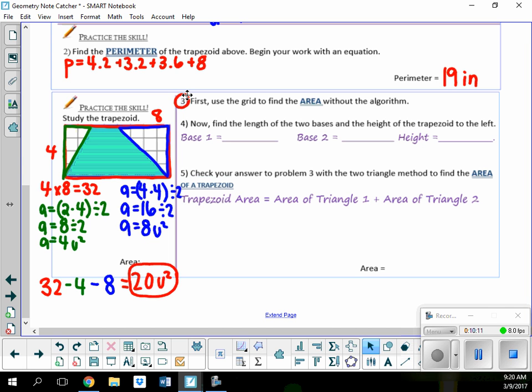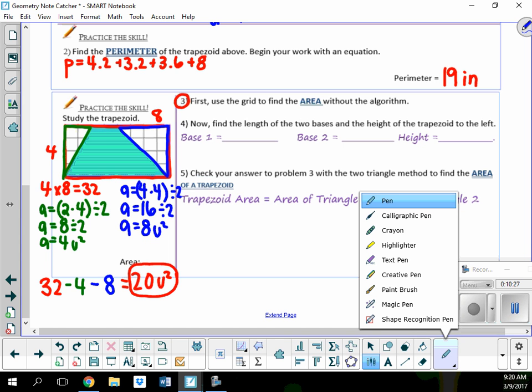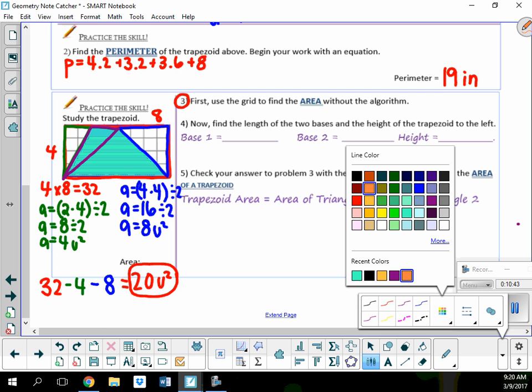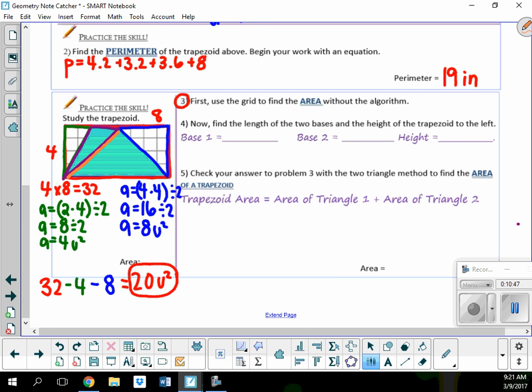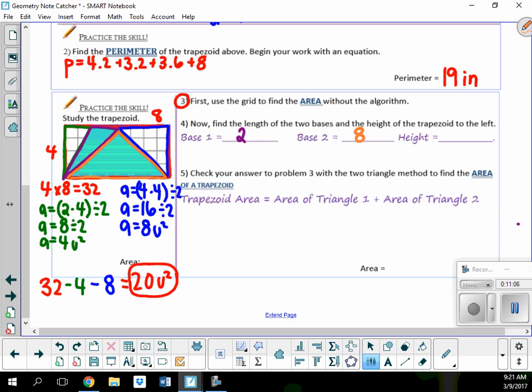All right, now let's look at this a little bit differently. And let's find the length of the two bases and the height of the trapezoid to the left. So we're going to split this up into two triangles here. We'll do a purple one here, and we'll do an orange one here. So that purple one has a base of 2, and the orange one has a base of 8, and they both have a height of 4.